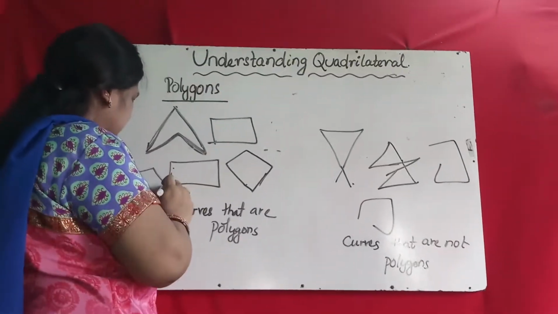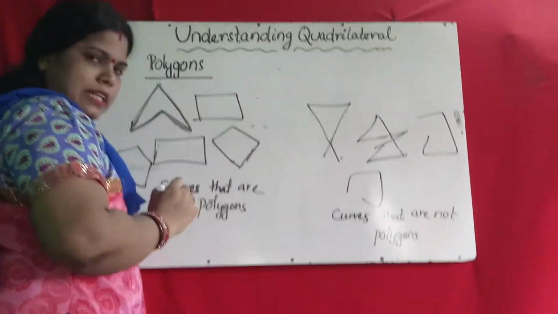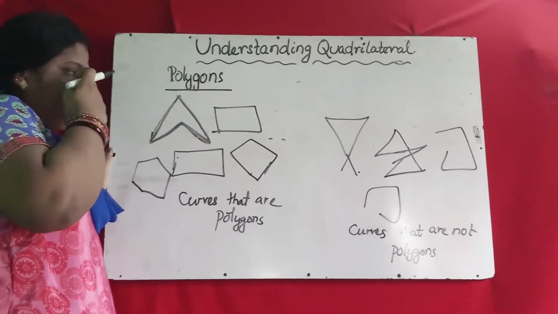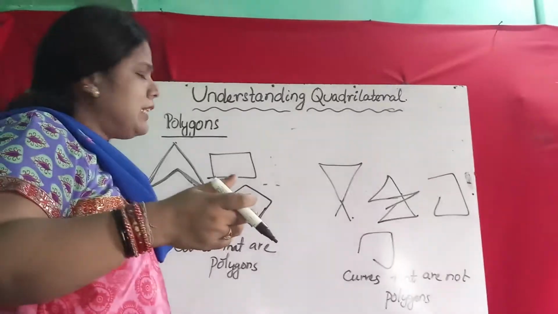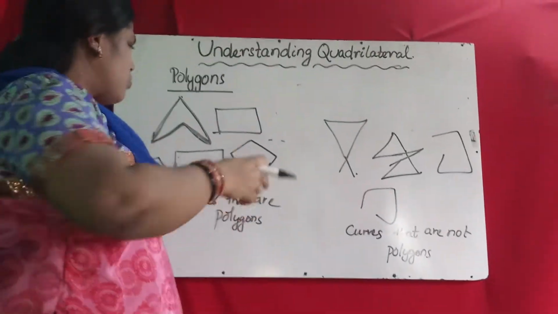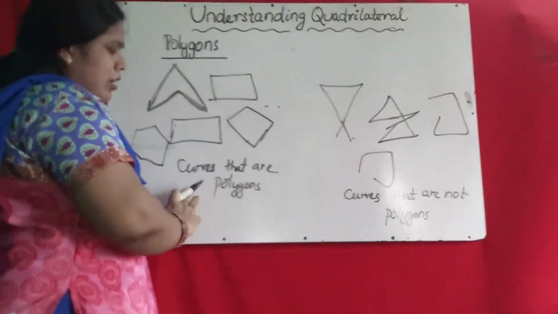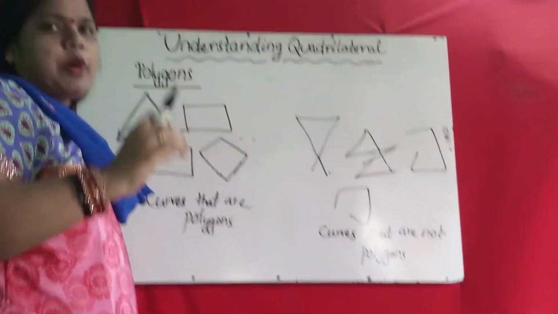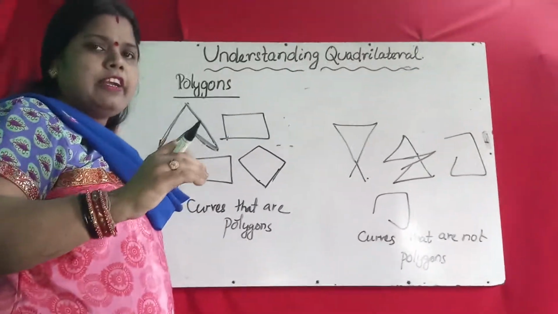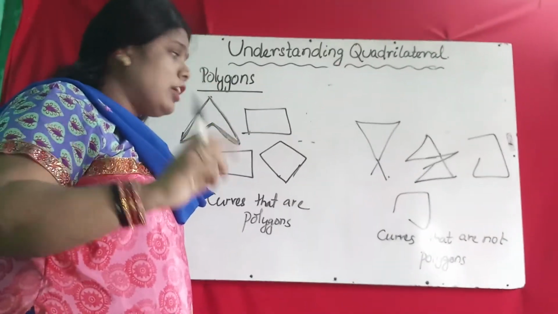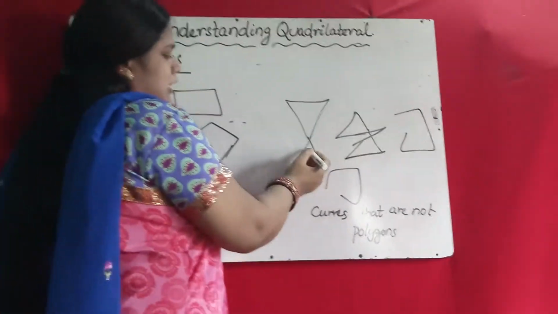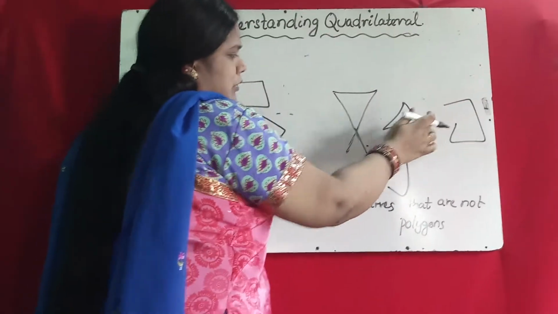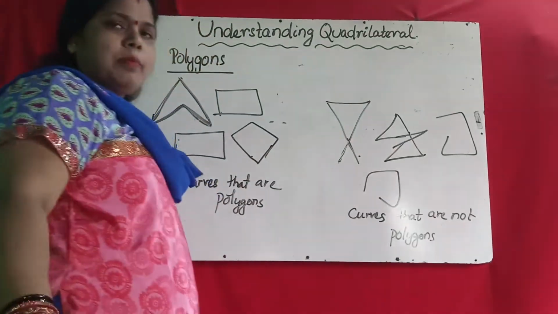Polygons can also be made with 5 straight lines, 6 straight lines, 7 lines, many straight lines. If it is a closed figure made up of straight lines, then it is called a polygon. So all these figures on the left side are polygons. A polygon is a closed figure made of only straight lines, not curved lines. But here it is a little open, here the line is separated, here open, here open. So these are not called polygons.